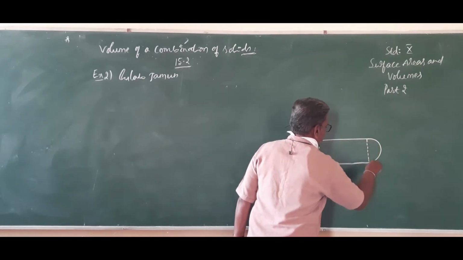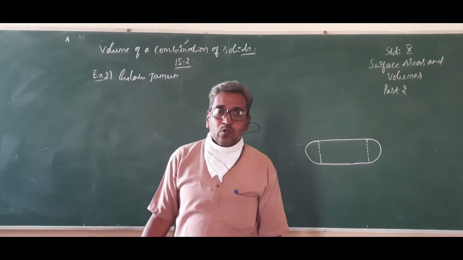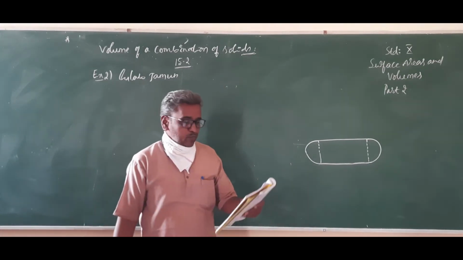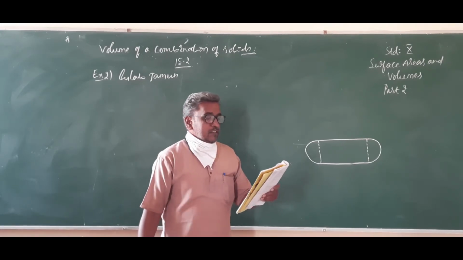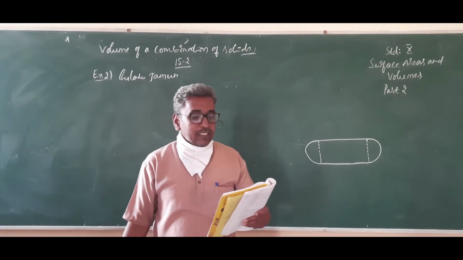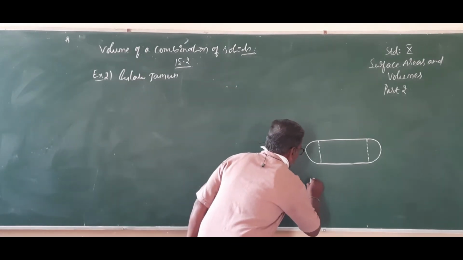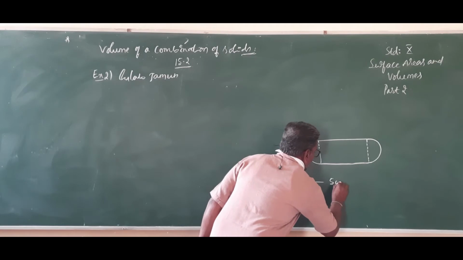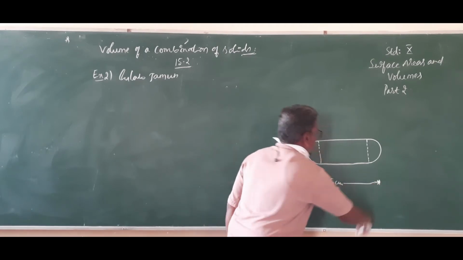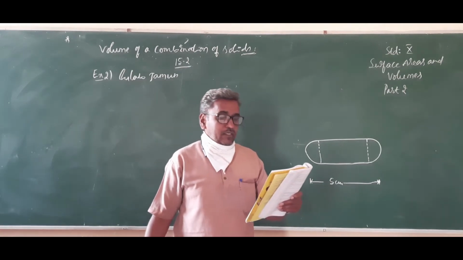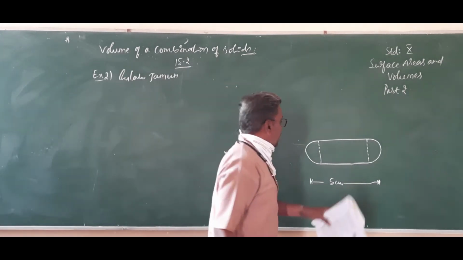Gulab jamun, which is in the form of a cylinder with two ends in the form of hemispheres. What is given? It is shaped like a cylinder with two hemispheres, with total length 5 cm and diameter 2.8 cm.